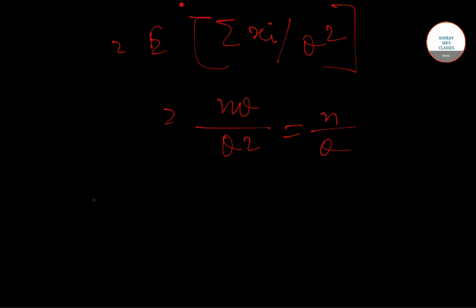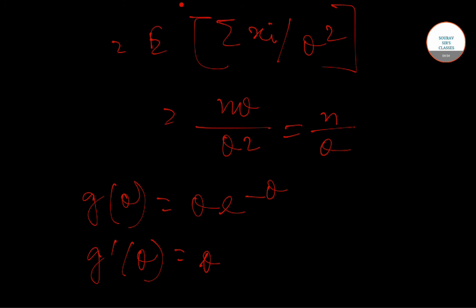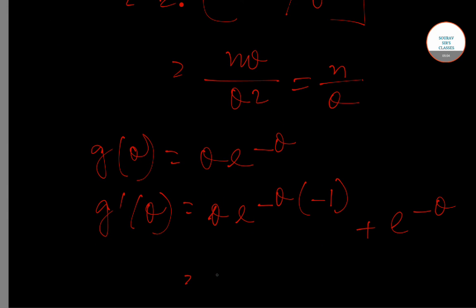Now we can say g of theta is equal to theta e to the power minus theta, g dashed theta is equal to theta e to the power minus theta multiplied by minus 1 plus e to the power minus theta. That gives us e to the power minus theta multiplied by 1 minus theta.